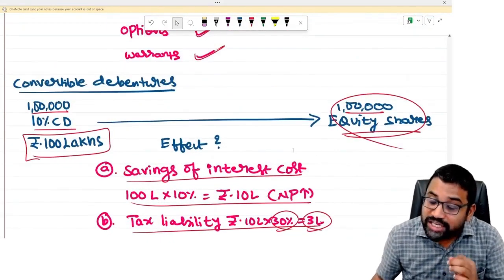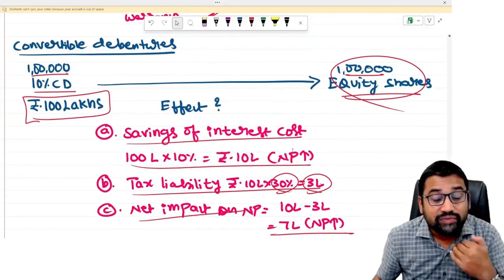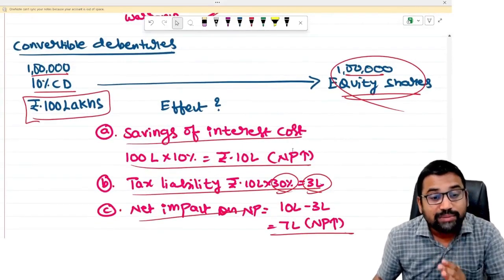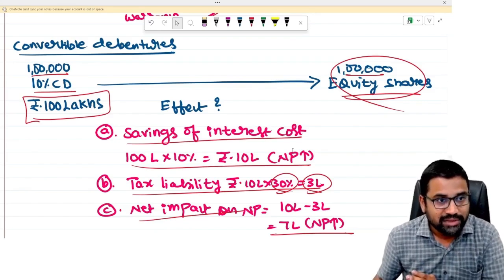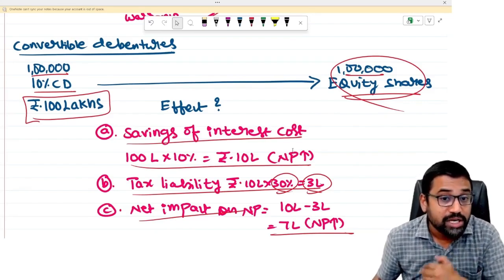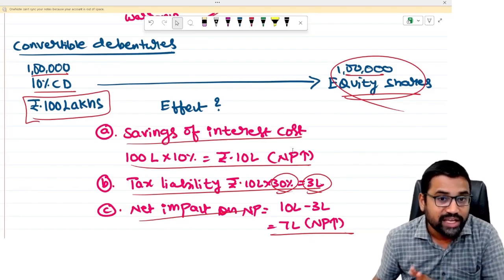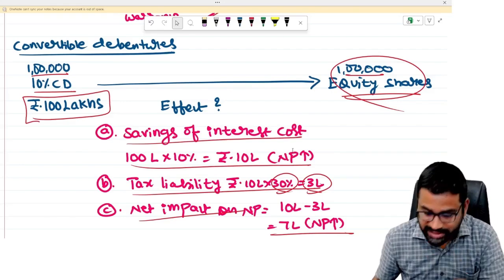So if the potential equity shares are converted into equity shares, what will be the impact on the profits? What will be the impact on the number of equity shares? So if 1 lakh 10% convertible debentures of 100 lakhs converted into 1 lakh equity shares, what will be the effect? First, there will be savings in interest cost. How much? 100 lakhs into 10%, 10 lakhs.